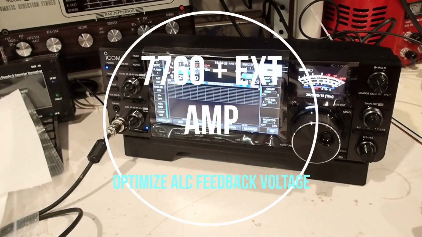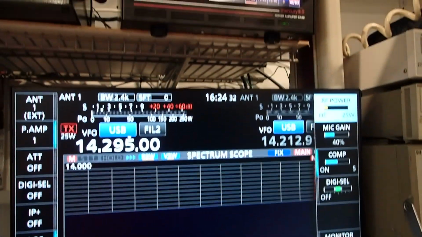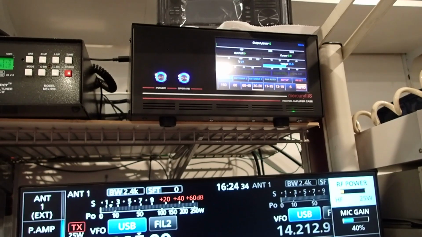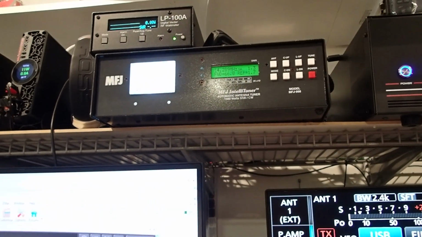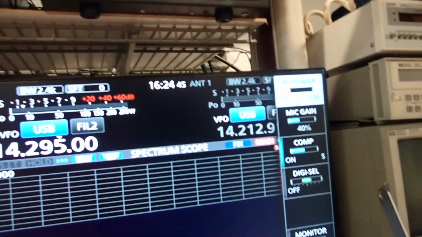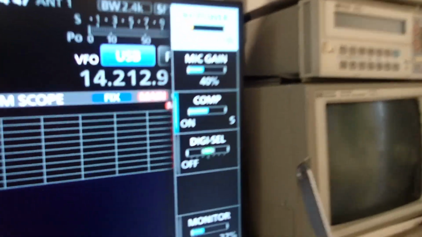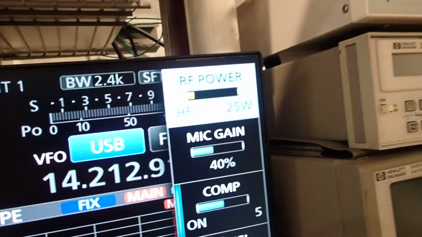I recently upgraded my Icom 7300 to an Icom 7760. I have that hooked up to my Mercury 3S amplifier. Driving it with 25 watts, I was only getting about 200 watts out. I figured it was a problem with the ALC. So you can see 25 watts is what I have the transmitter set to right now.